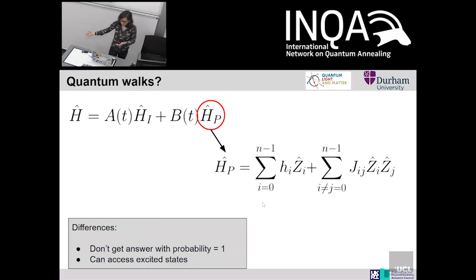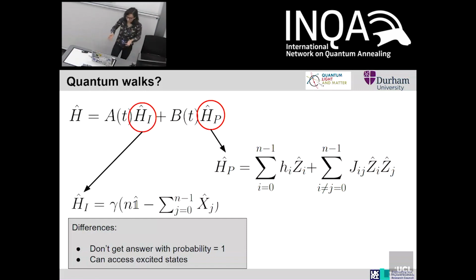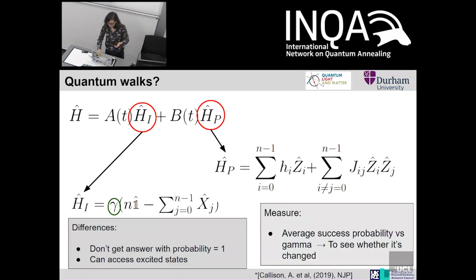So here we have the target or problem Hamiltonian. It's just our spin glasses that we had before. And we have the driver Hamiltonian, which looks like this. A key thing that we wanted to check was gamma, because for quantum walks there is an optimal gamma where the success probability is maximized. And these were previously found in this paper here. For just single copies, we wanted to check the effect that our technique was having on these optimal gammas, because if this changed a lot, it could potentially indicate that our technique was having a negative effect on the success probability of the quantum walk.